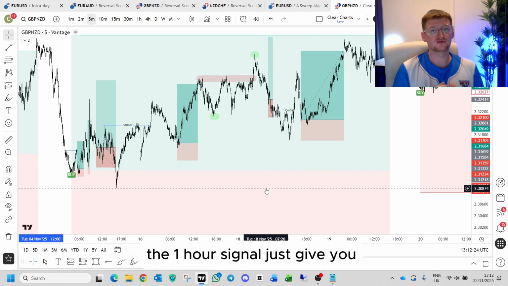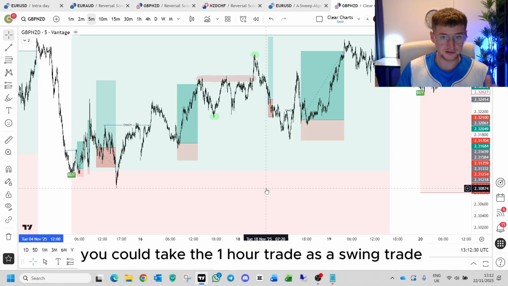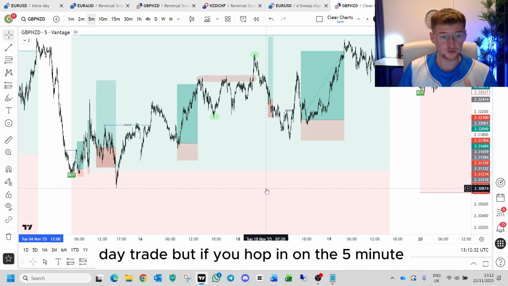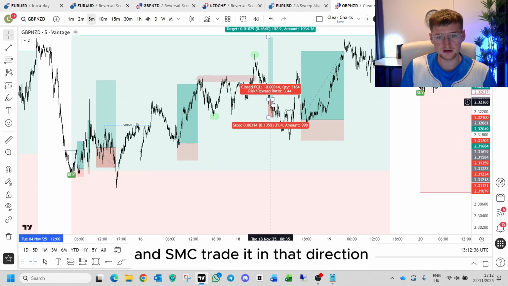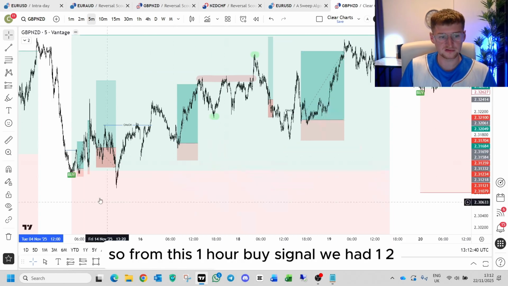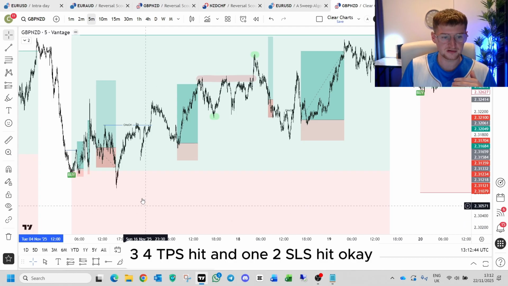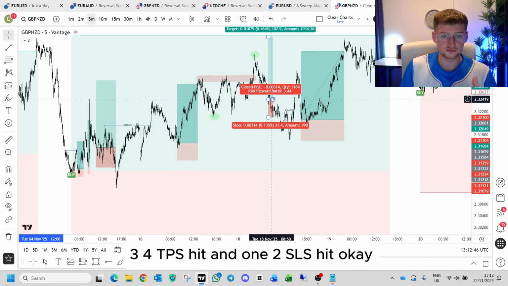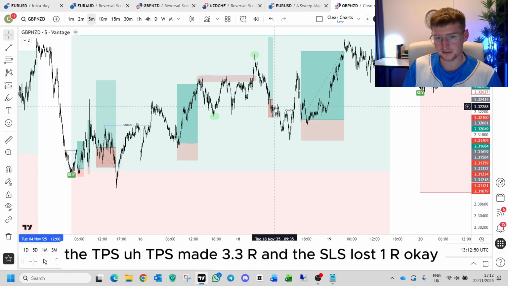The 1 hour signal just gives you a market direction. Okay, you could take the 1 hour trade as a swing trade, day trade, but if you hop in on the 5 minute and SMC trade it in that direction, it is super powerful. Okay, so from this 1 hour buy signal, we had 1, 2, 3, 4 TPs hit and 1, 2 SLs hit. Okay, the TPs made 3.3R and the SLs lost 1R.